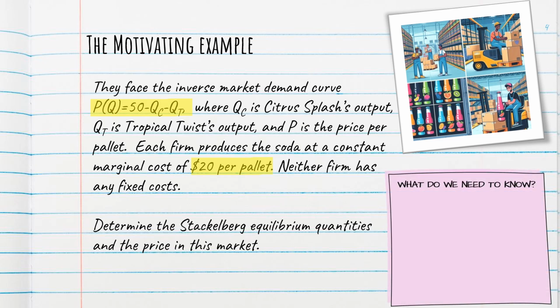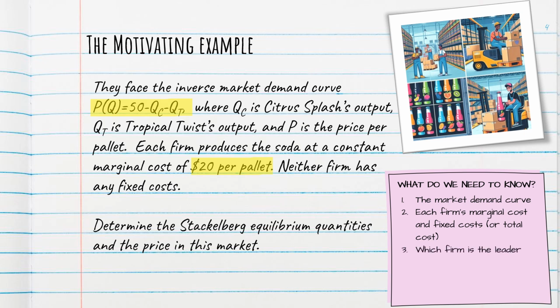What do we need to know in order to answer this question? We need the market demand curve or inverse demand curve. We need each firm's marginal cost and fixed cost, or information about their total cost curves. And we also need to know which firm is the leader.